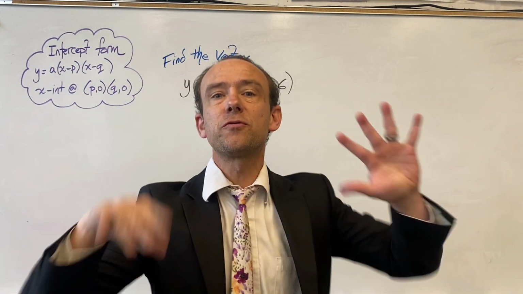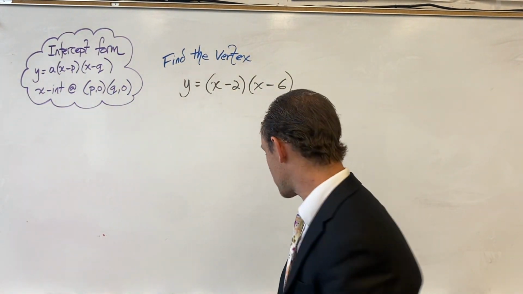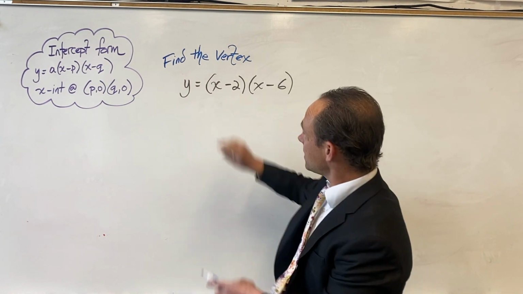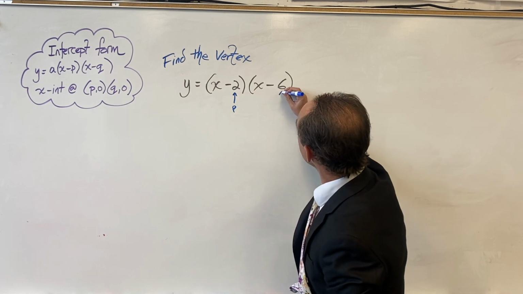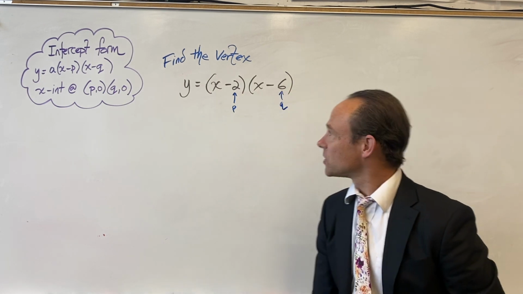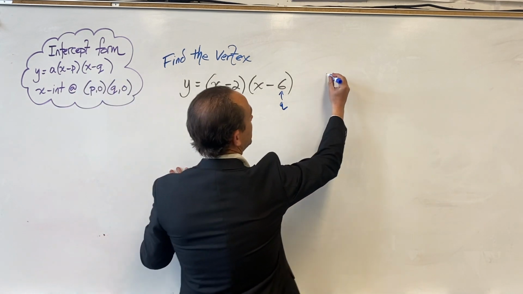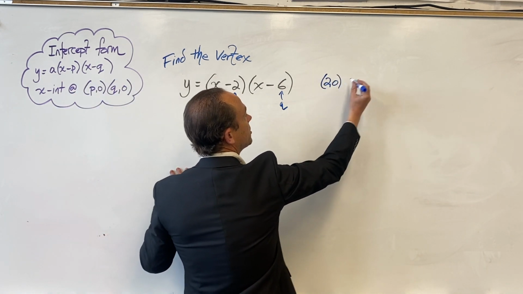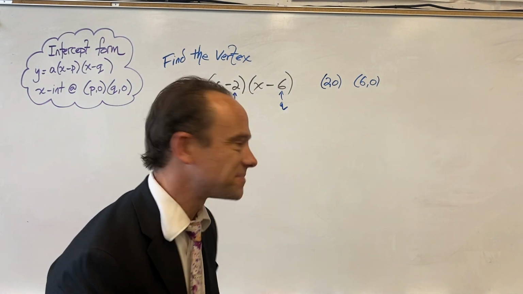Okay, so what we're going to do is first find those x-intercepts, which you could do using mathematical structure. So if we look to here, the p-value must be 2, right? So that's the p-value, that's the q-value. So our x-intercepts are going to be at (2, 0) and (6, 0). So let's graph them.